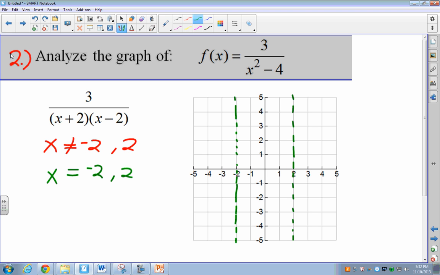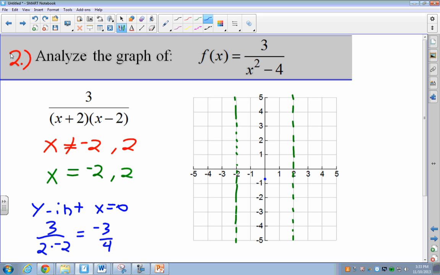Now, what are our x and y intercepts? For our y-intercept, we set x equal to 0. And so we get y equal to 3 divided by 2 times -2, which is equal to -3/4.